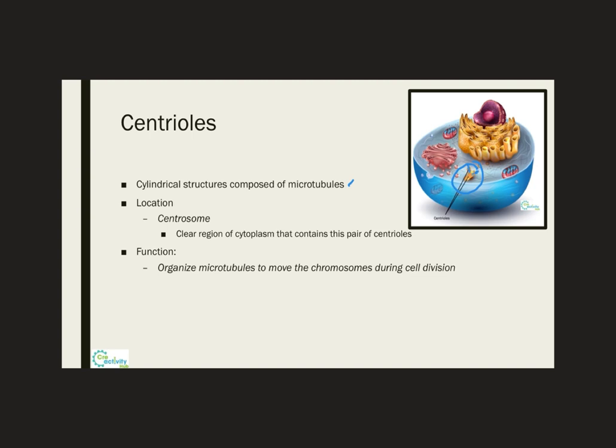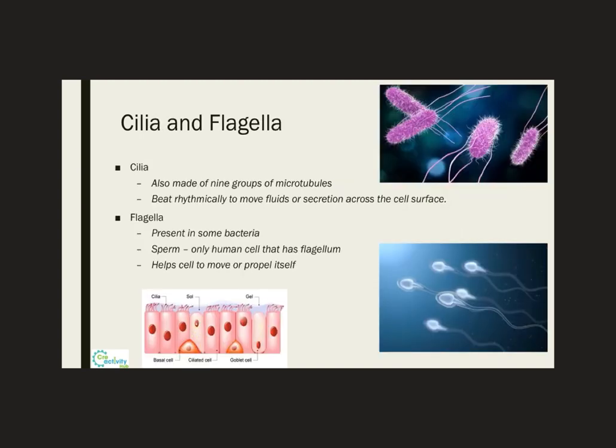And they will be found in a specific region of the cytoplasm that is always close to the nucleus, and it's known as the centrosome. Also notice how they are arranged at right angles to each other. And this disposition is going to be important to move the chromosomes into opposite directions within the cell during cell division. And lastly, we're going to be talking about the cilia and the flagella.